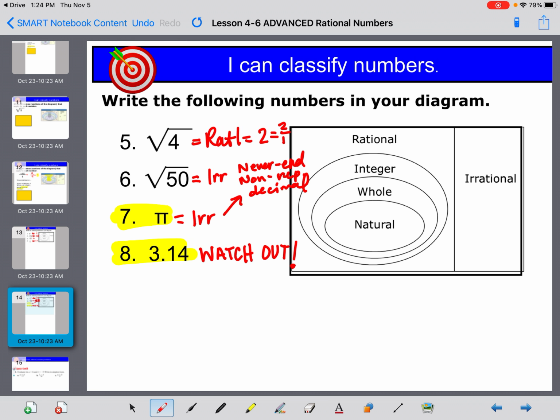Pi continues on forever and ever. 3.14 ends, it terminates. And you could write this as 3 14/100. So this one is a rational number. You have a decimal version. So make sure you're careful with this one. That is not equal to pi. It's approximately or close to pi.